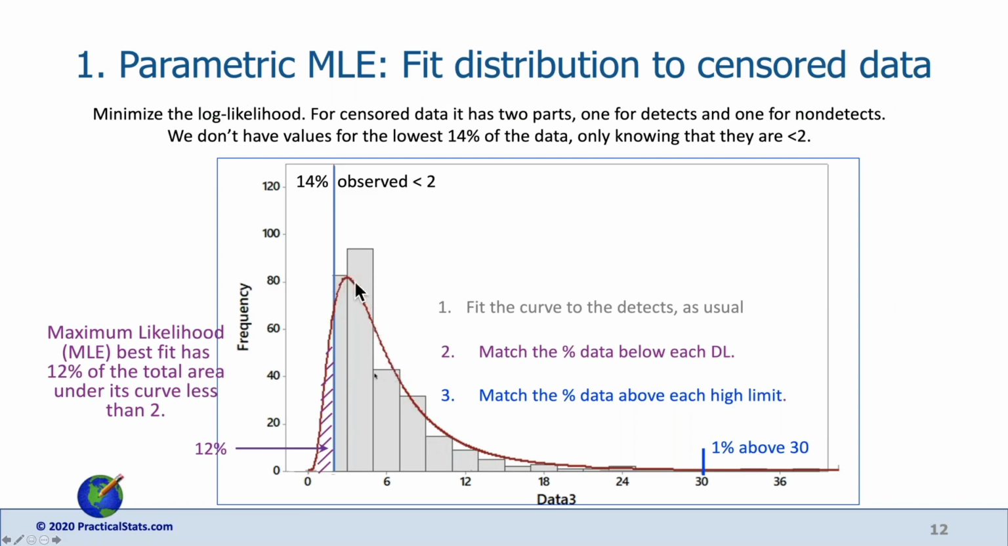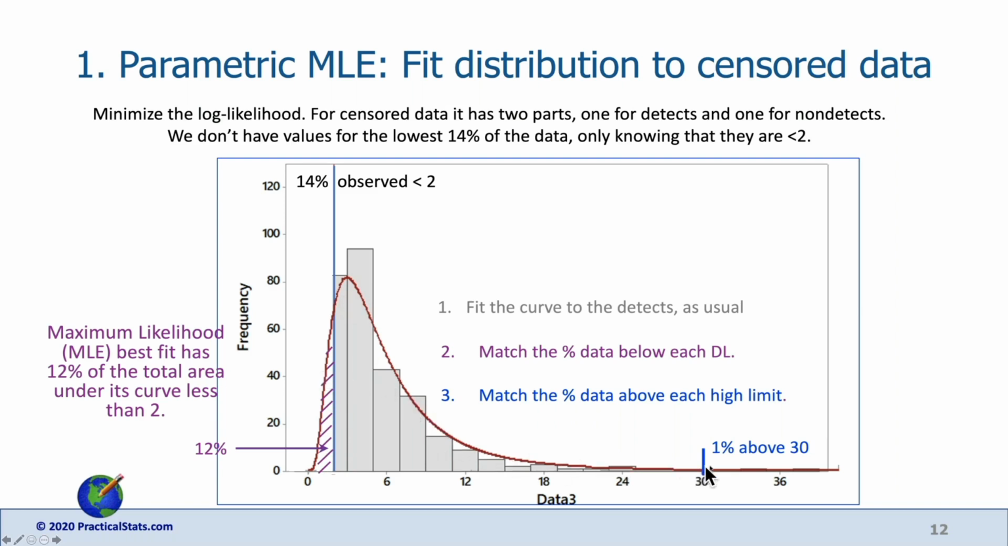So those are the detected data in the gray bars, as well as the percentage of data that are below, so in this case left of the detection limit. And here I've just set a detection limit at 2, I believe. And so there were 14% of the data below 2. When it fits this curve, it tries to fit both the curve to the bars and the area to be 14%, and it gets to where the best fit is at 12%. So if it went closer to 14, it would not make the fit with the bars apparently quite as good.